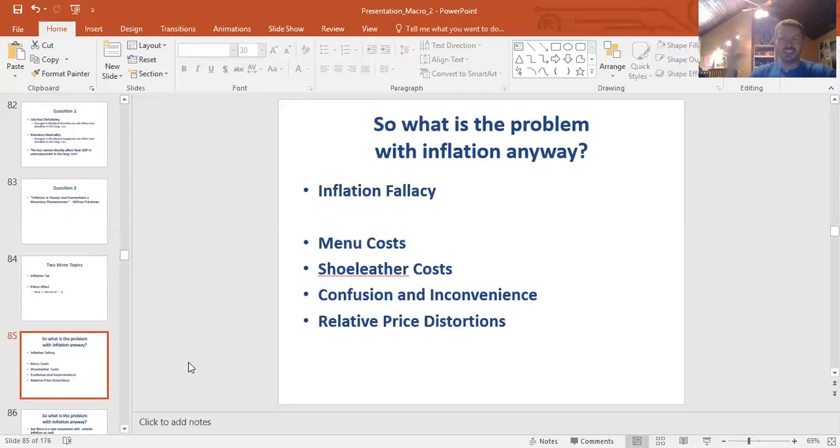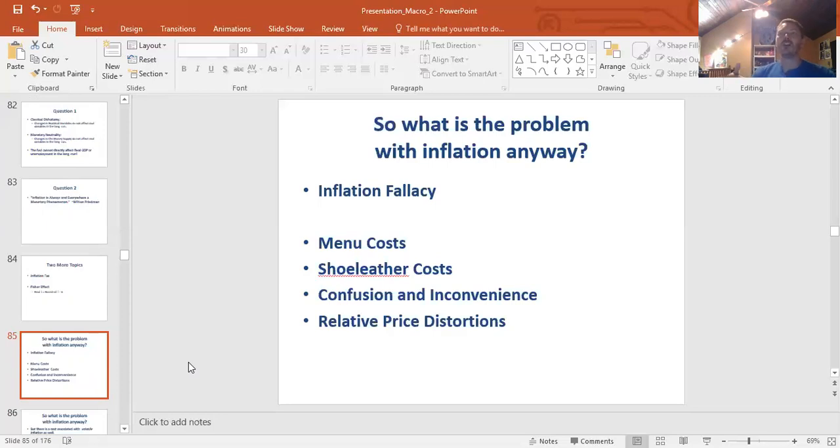Let's just say menu costs, for example. It's the cost of literally changing prices. It comes from the idea that if you have a restaurant, and if we have inflation over time, every now and then you have to periodically change your prices. Like literally, physically, you have to change your prices periodically. And there's some cost, there's some hassle, there's some headache associated with that. So that's a real cost of inflation. And the other three that I have listed there are all similar. They're all real costs of inflation, but honestly, they're all pretty straightforward and pretty minor things.